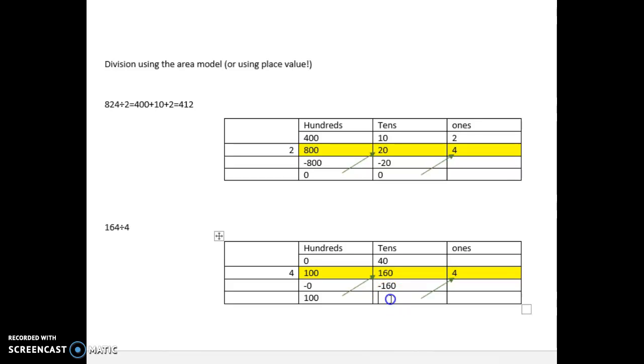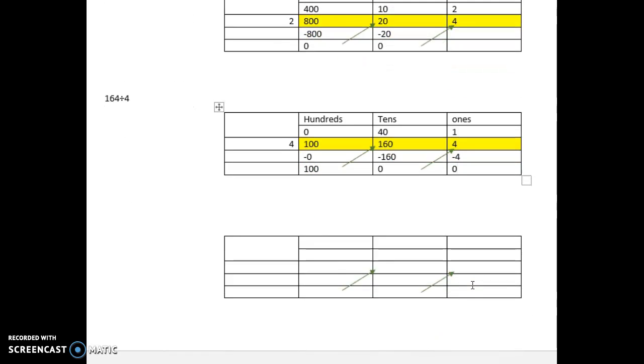160 subtract 160 is 0, which means I have nothing to regroup over here. But that's okay, because 4 times 1 is 4. 1 times 4 is 4. I subtract. I have no remainder. Okay. Last one for right now. Get a little more complicated here.